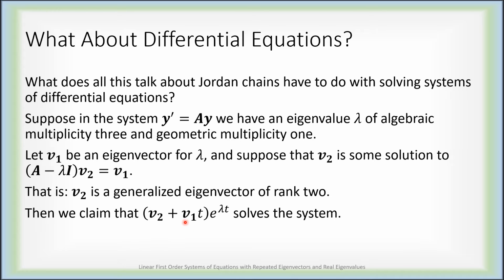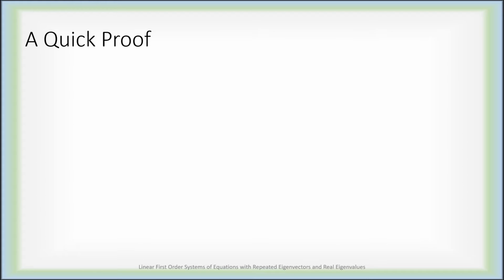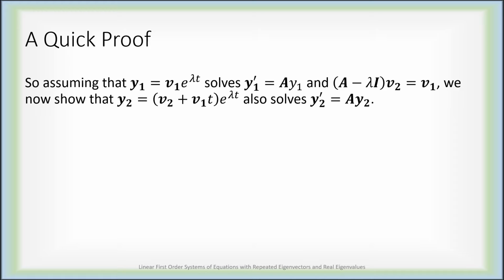Our initial guess was maybe just v1 t e to the lambda t would solve it. We're now claiming that what you need to do is v2 plus v1 t, where v2 is specifically a generalized eigenvector of rank 2 that satisfies A minus lambda I v2 equals v1. So suppose y1 equals v1 e to the lambda t solves our differential equation. Also, A minus lambda I v2 is equal to v1. We're now going to show that y2, defined as (v2 plus v1 t) times e to the lambda t, also solves the differential equation. So we start off by computing y2 prime.